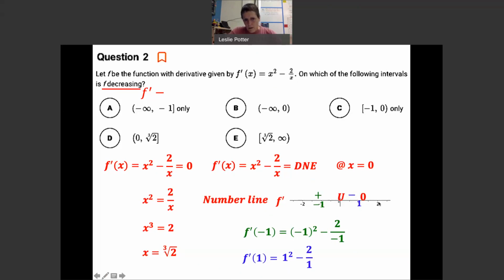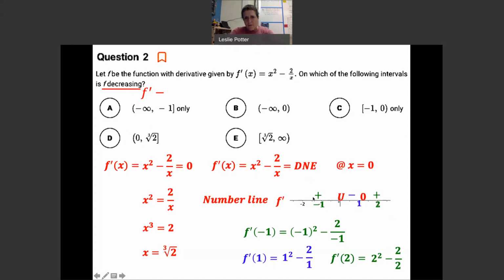And really, when we look at the answer options, if we're looking for a decreasing function, a negative derivative, this is the only answer option that fits with our graph. So we really don't need to test out here, but I'm going to anyway. I'm going to test 2. I'm going to throw 2 in there. And it looks like I got 4 minus 1. That's positive. So I know that this is my only interval where I am decreasing.